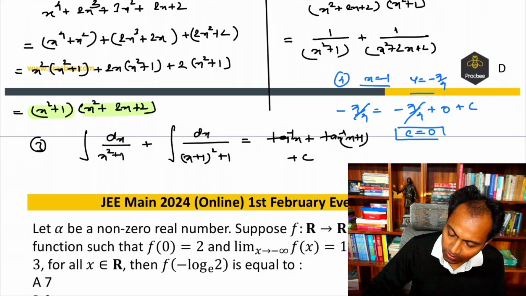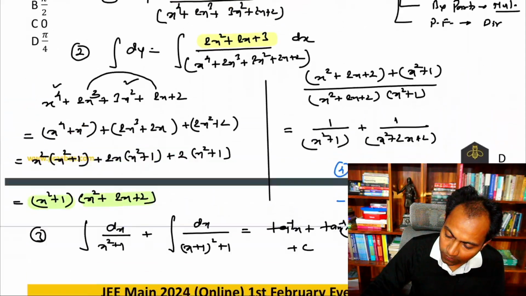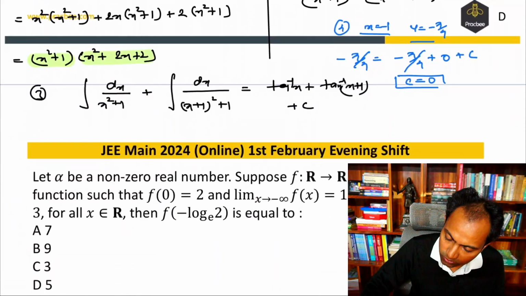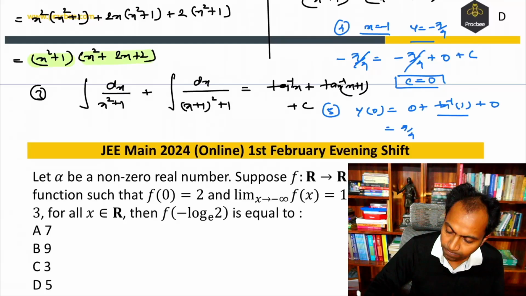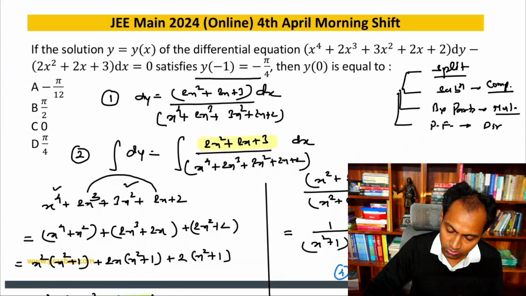Then in the fifth part, they want us to find the value of the function when we put x equal to 0. So let us find y at x equal to 0. If I put 0, the first part becomes 0, the second becomes tan inverse 1, and the constant term is also 0. The answer becomes pi by 4. Now let us check the options. You can see that option D matches.